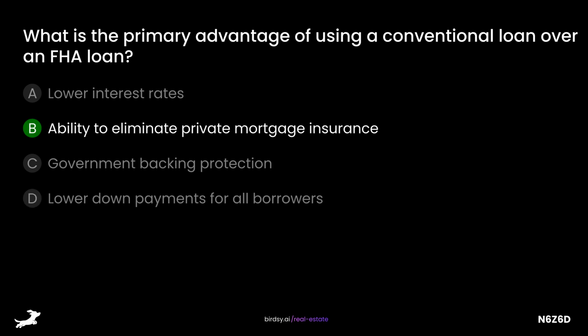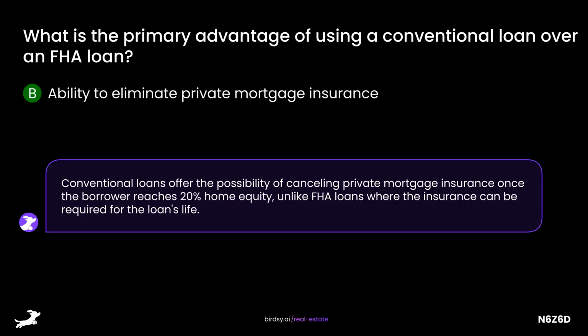The answer is B, ability to eliminate private mortgage insurance. Conventional loans offer the possibility of canceling private mortgage insurance once the borrower reaches 20% home equity, unlike FHA loans, where the insurance can be required for the loan's life.